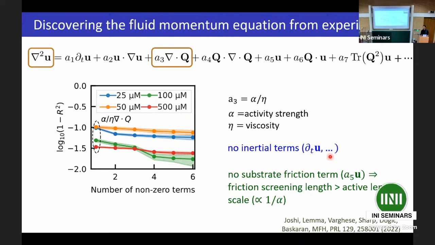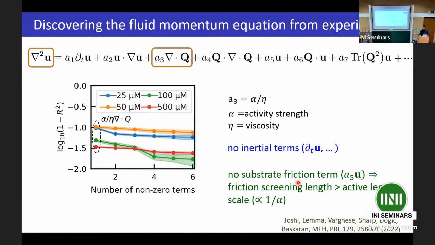So what are your A1 and A2? Your convective, your Navier-Stokes. Yes, these are the phenomenological coefficients that it's going to estimate. I thought you were going to tell us that it doesn't find them. Correct, zero. The things I put in boxes are what it found. This wasn't clear. It was supposed to gray out the rest of it. But this is the equation that it found, the two terms that are in boxes. The rest of these are unimportant: the inertia, and also the substrate friction term. So this tells you that the screening length for substrate friction, at least under these conditions, must be large.